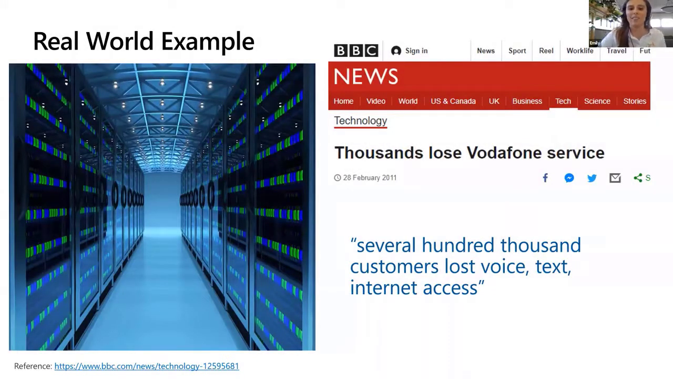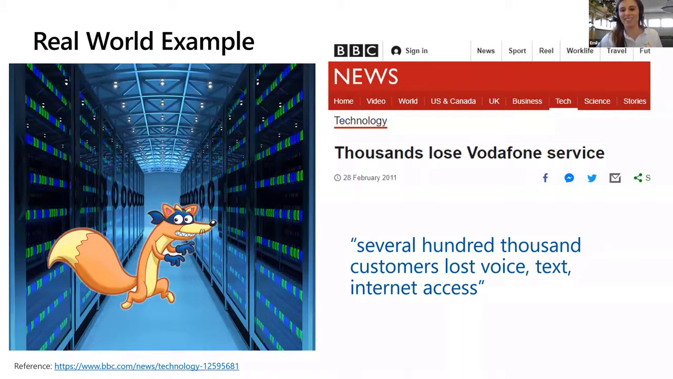Now, while having a meteor crash into an entire data center seems like a dramatic case, there are actually many modern real-world examples where a zone redundant configuration would be able to save the day. One example of this is in 2011, Vodafone had a major downtime issue causing several 100,000 customers to lose voice, text, and internet access. And this created news that was sent all over the world where people heard about this major outage. And you might be asking, what caused this outage? So what happened was that a few thieves broke into one of the exchange centers and stole a bunch of computer equipment and network hardware.